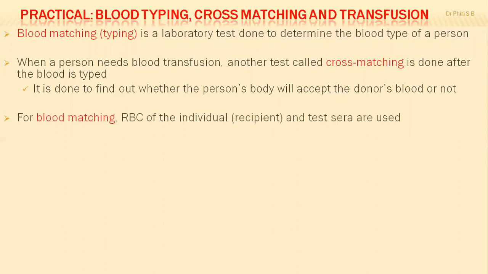So for blood matching, red blood cells of the individual or from the recipient and test sera are used. So for you to type blood, what you need is the test sera and the red blood cells of an individual.